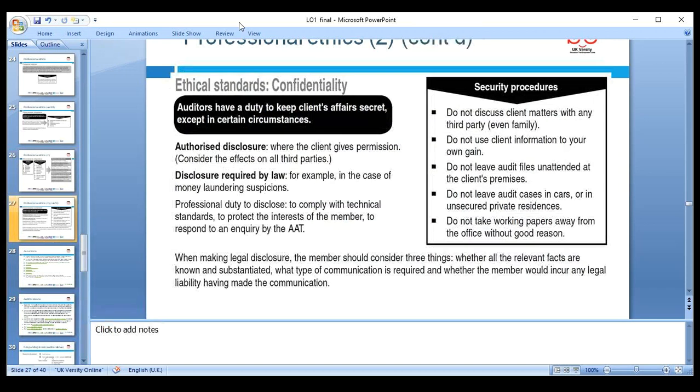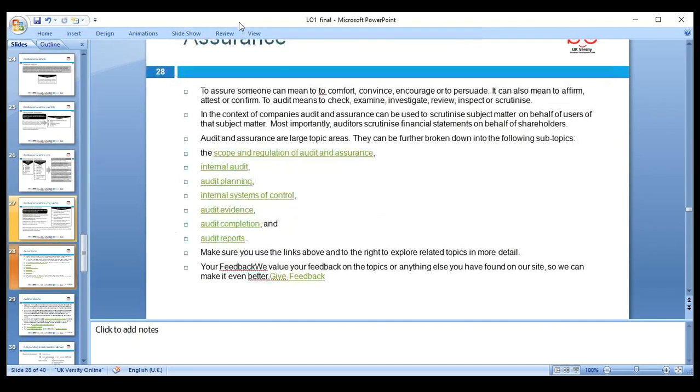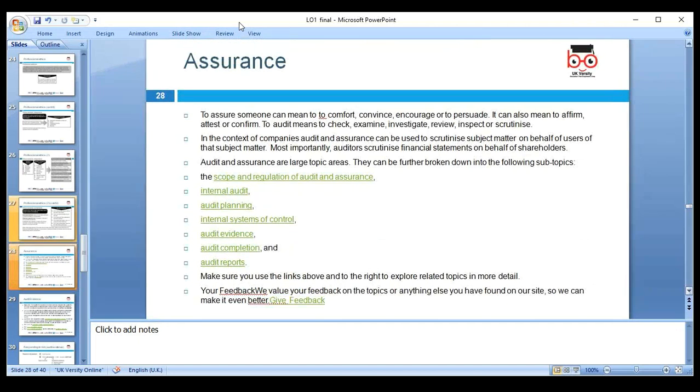Okay, then we discussed ethical standards. We then need assurance. It can mean comfort, convince, encourage, persuade. It can also mean affirm, attest, or confirm. The audit means to check and examine, which we discussed earlier.